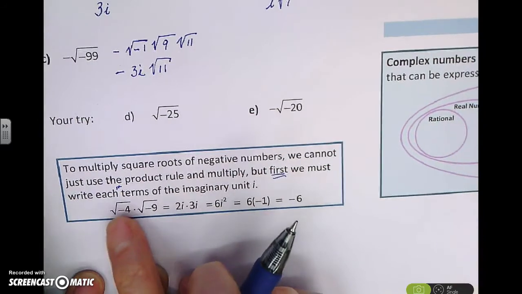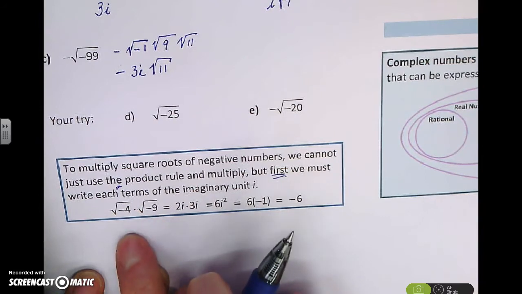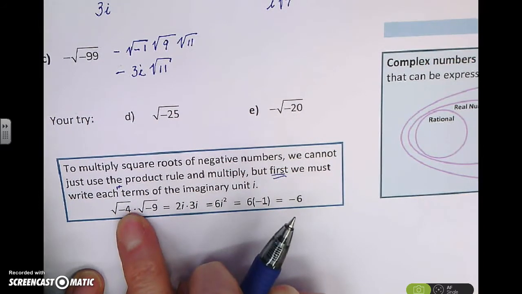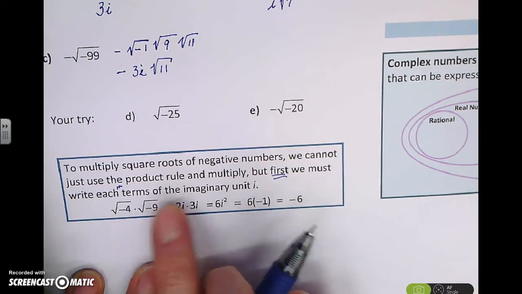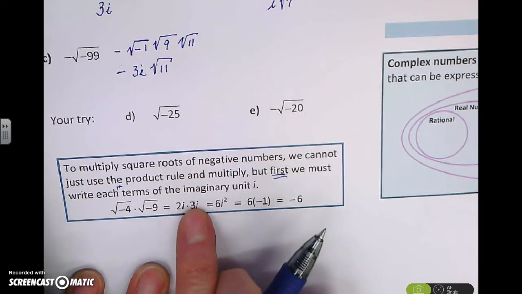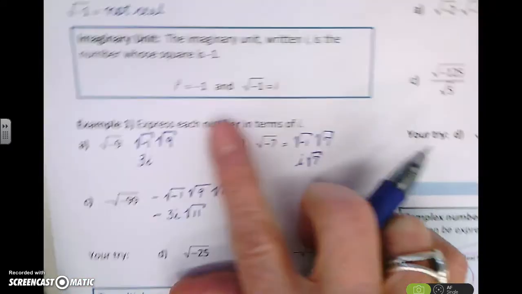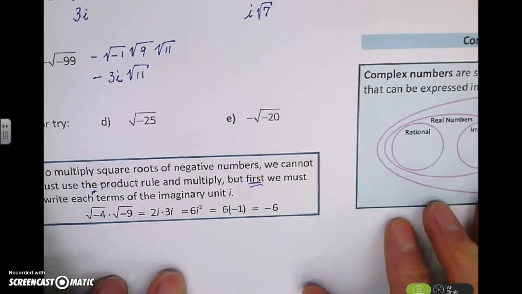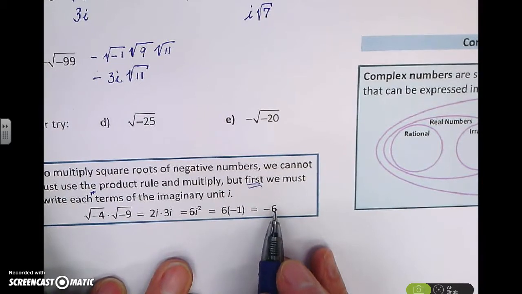So here's what I mean. When I have a square root of -4 times a square root of -9, I cannot say that that's going to be the square root of a positive 36. That answer would give me a positive 6. So notice what I'm telling you that you need to do. You need to write your square root of -4 as 2i, and your square root of -9 as 3i. Then when you multiply it, you get 6, and then i times i is i squared. And of course, we learned up here that i squared is -1. So in place of the i squared, we put in -1, and we get -6.